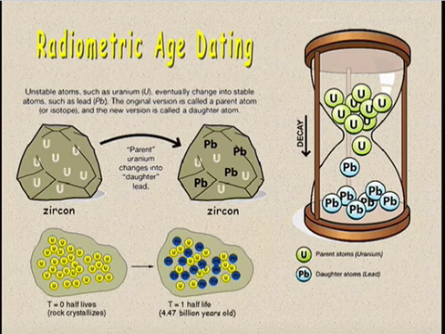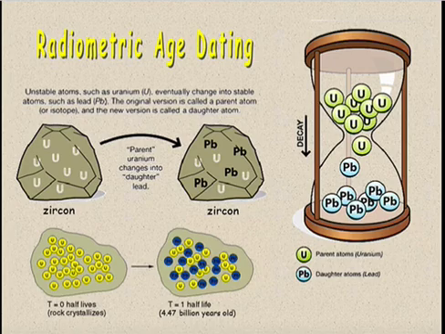Zircon is a zirconium silicate, that's ZrSiO4. But since uranium and zirconium atoms are about the same physical size, uranium atoms sometimes replace zirconium atoms in the mineral's crystal structure. When this happens, the uranium atom is sealed inside the zircon crystal. One of the isotopes of uranium, U-238, decays to lead-206, with half of the uranium atoms converting to lead every 4.47 billion years. This isotopic system is said to have a half-life of 4.47 billion years.